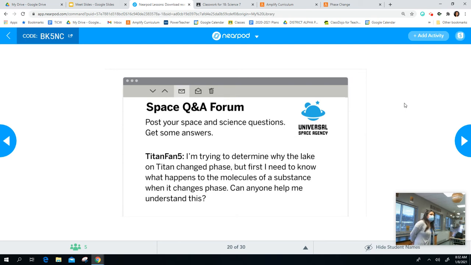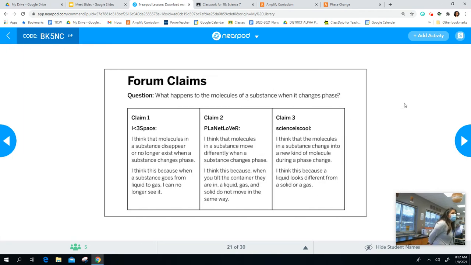So TitanFan5's question is very similar to our question, right? We are trying to figure out what happens to the molecules of a substance when they change phase. And these are the three claims that were made by three users. Claim 1 says, I think that molecules in a substance disappear and they no longer exist when a substance changes phase. I think this because when a substance goes from a liquid to a gas, I can no longer see it. So the molecules kind of just go away.